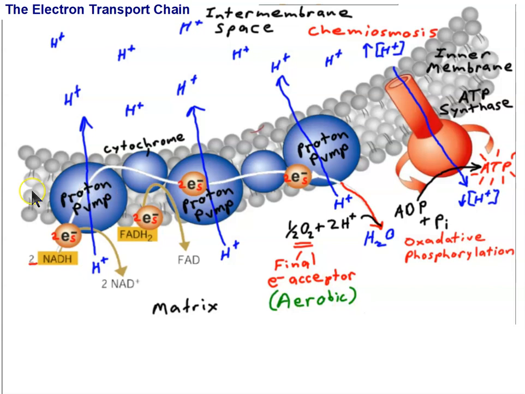So in the meantime, we've pumped all these protons across the membrane, built up this high concentration of hydrogen ions in the intermembrane space, and a relatively low concentration of hydrogen ions in the matrix. So what we have, of course, is a concentration gradient, and that's potential energy. Having a concentration gradient is potential energy, and the name given to that is the proton motive force.